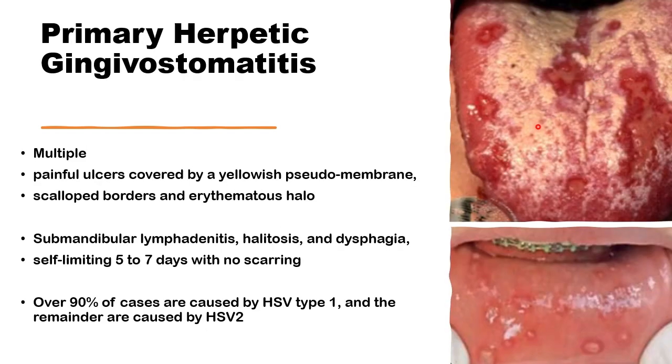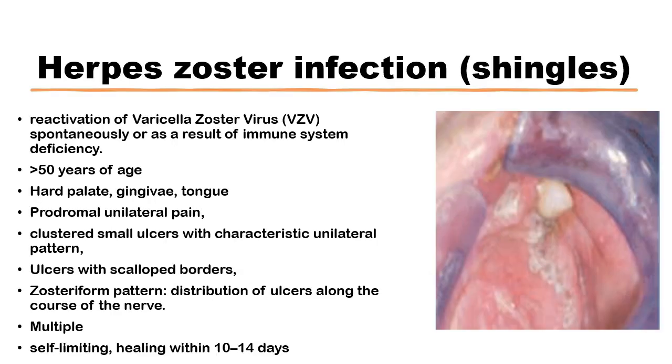Here they affect the tongue or the lips, and they can have this scalloped border with an erythematous halo around the border of the ulcer. They are associated with lymphadenopathy, halitosis, and difficulty in swallowing, but they usually self-resolve within a week and leave no scarring. 90% of the herpes simplex infections are caused by the type 1 virus, and the remaining by the type 2 herpes simplex virus.